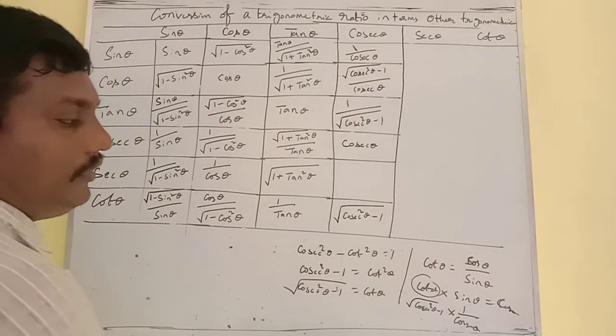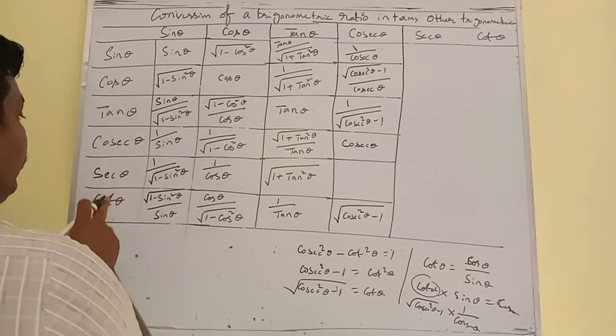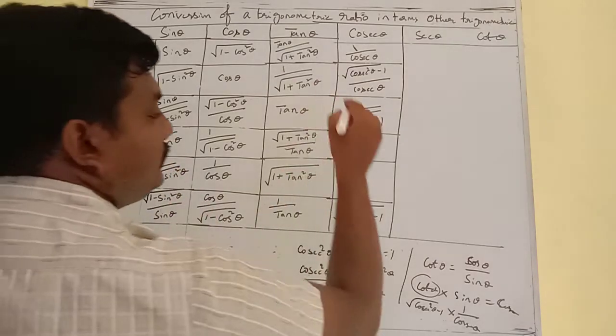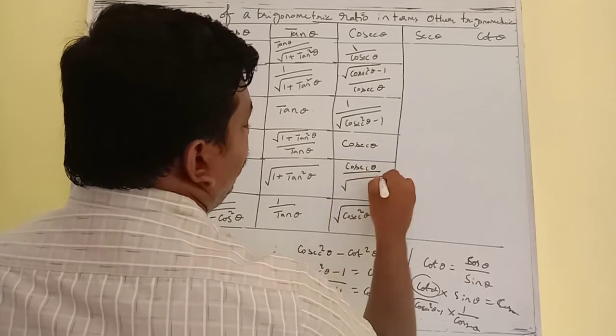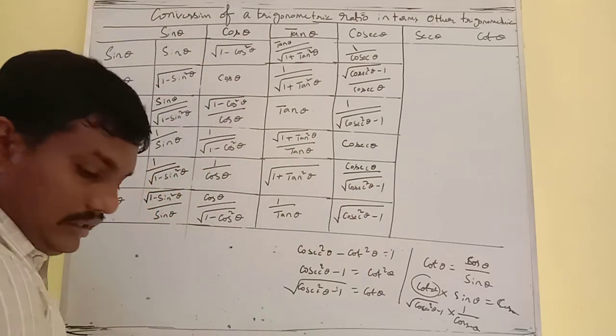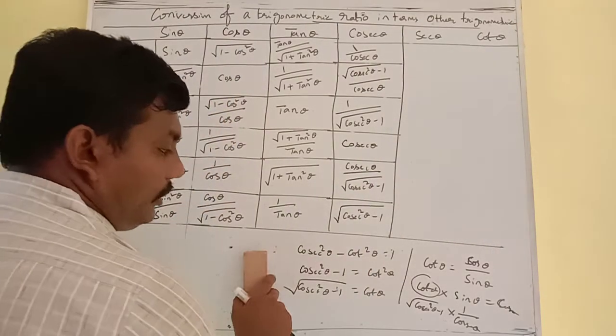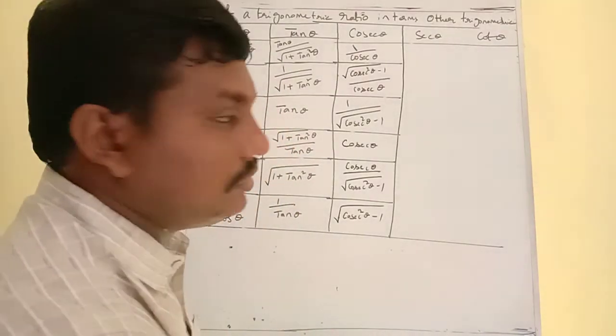Now we derived the formula from these two conditions. Once you know cos theta, we have to find secant theta. Secant theta is the reciprocal, that is cosec theta by root of cosec square theta minus 1. This is about trigonometric ratios in terms of cosecant theta.